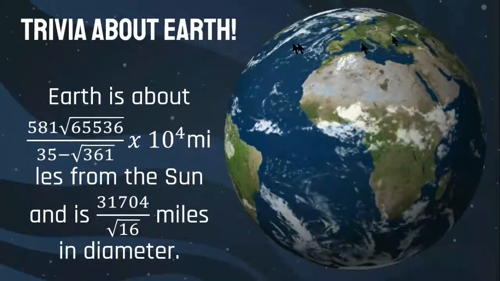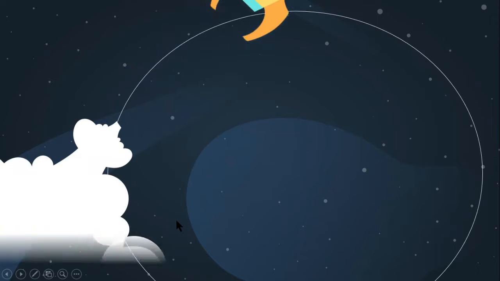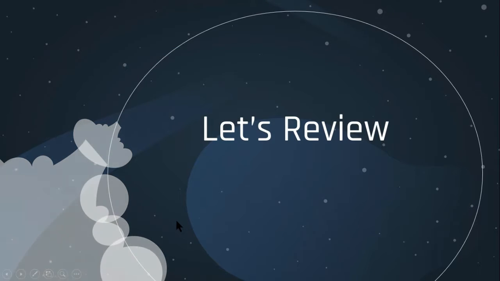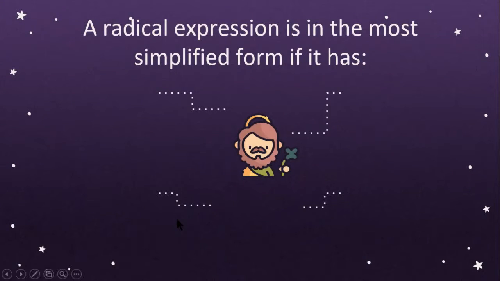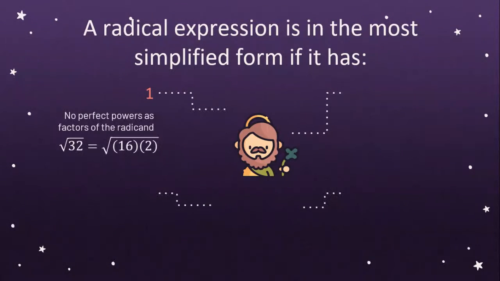Okay, now let's review. Okay, last time we tackled how to identify whether a radical expression is in the most simplified form: if it has no perfect powers as factors of the radicand. For example, square root of 32. Since 32 has a factor that is a perfect square, therefore we need to simplify it more. Okay?